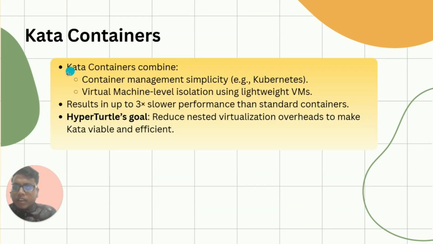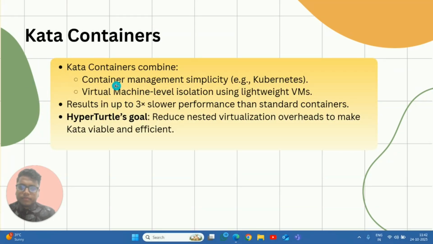And lastly, the Kata containers. Kata containers mix container agility with VM isolation. Great for security, but they rely on nested virtualization. What's the catch? They can be 3 times slower than regular containers. But HyperTurtle cuts that overhead drastically, making Kata containers nearly as fast as normal containers while keeping VM-grade security.